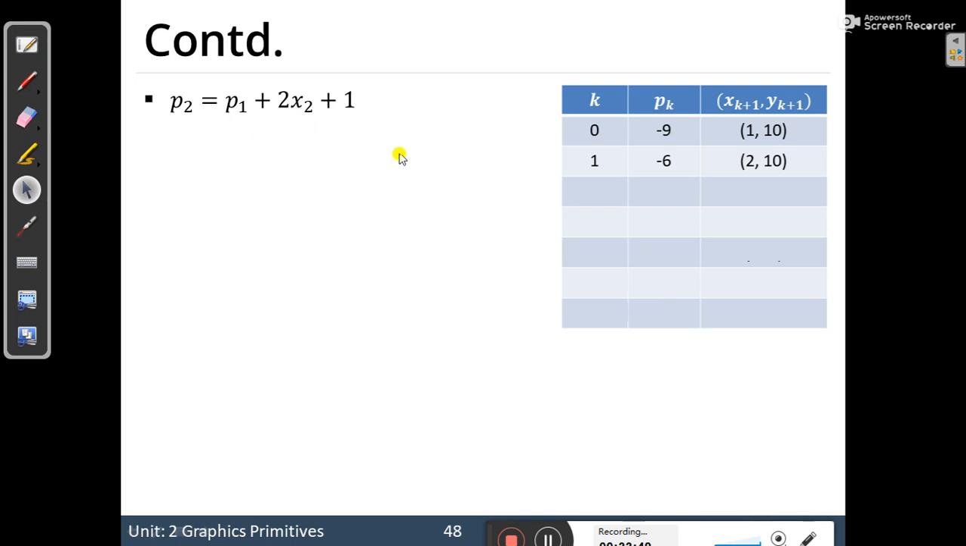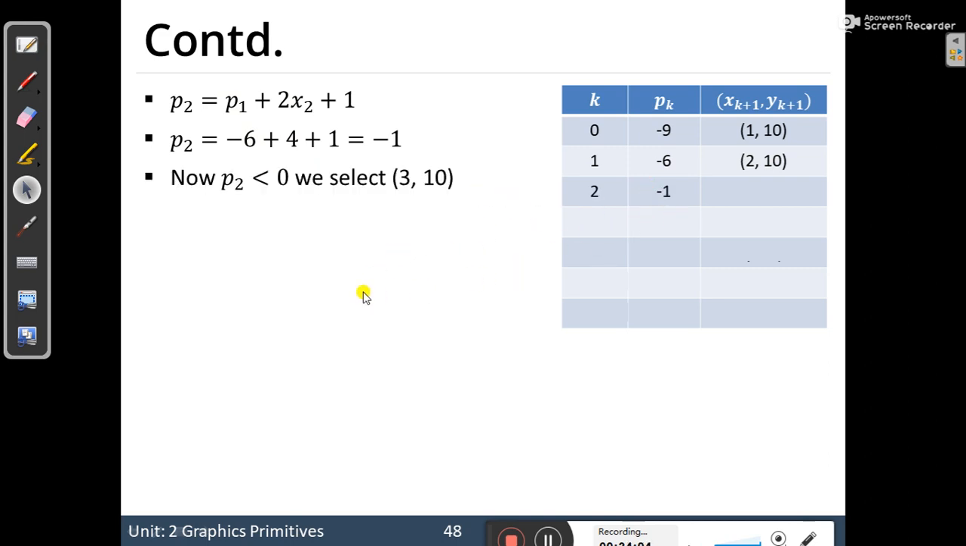Again, this equation will be the same. Again, we plot the value of p1 that we got previously, and the value of x2 was here 2. Then we will get minus 1. It's still less than 0. Again, we'll take (3, 10). Okay, we're just incrementing the x now only, not y.